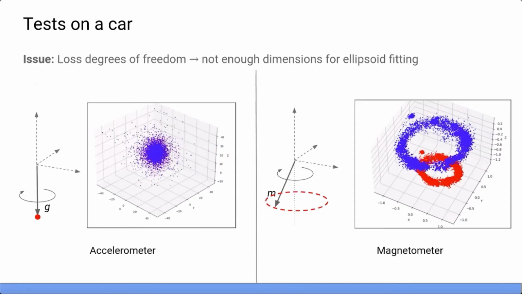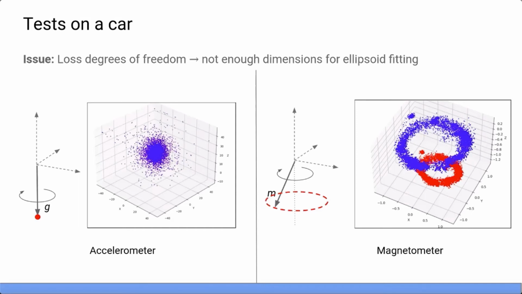And finally, we performed some tests on an actual car. Now, the issue on a car was that a car is constrained to the XY plane, and that is why the rotation is also constrained to just the yaw, and there is no pitch and roll. So there is a loss of degrees of freedom, and because of that, we do not have enough dimensions for ellipsoid fitting. If you look at the diagram on the left, you can see the gravity vector pointing downwards. And now if we rotate this gravity vector along the axis parallel to it, it will still point in the same direction. And instead of getting an ellipsoid, we get a single point.